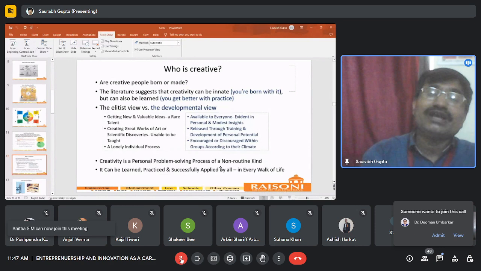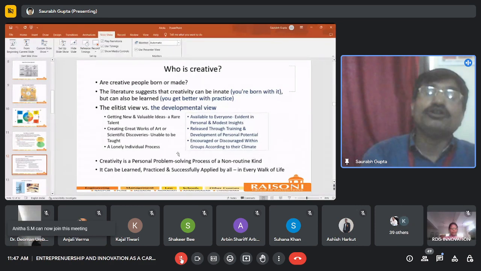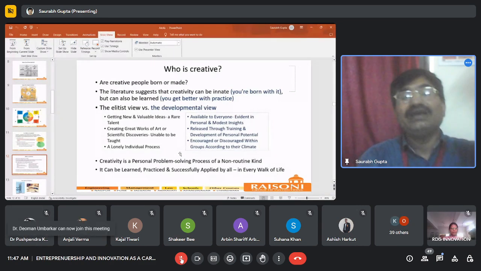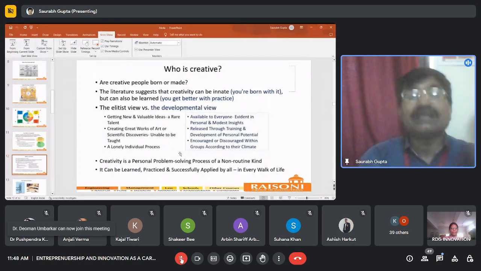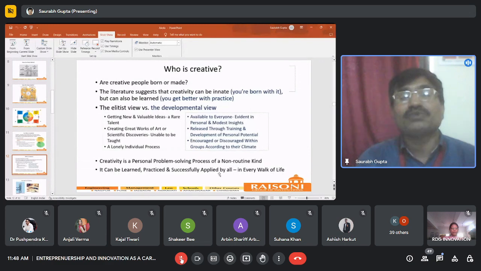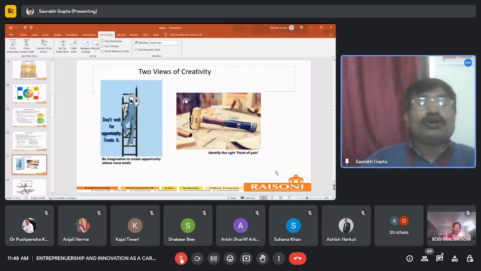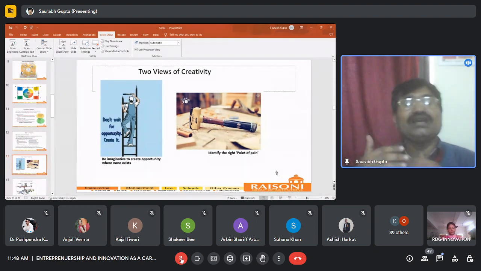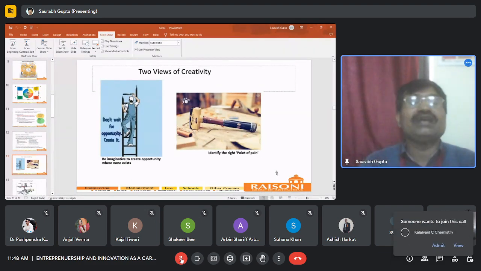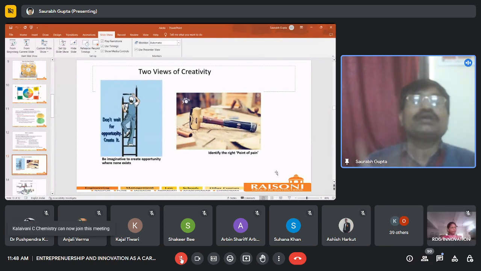So here you can create new things, a new product or a new process, by thinking in a different way, in a unique way. So it can be learned, practiced, and successfully applied by all, in every walk of life. There are two types of creativity. One is don't wait for opportunity, create it. You are thinking something and you just do it. Whatever ideas are coming in your mind, you implement them in real life. There may be failures, don't wait, but you should create it.